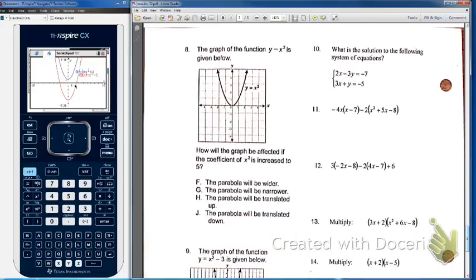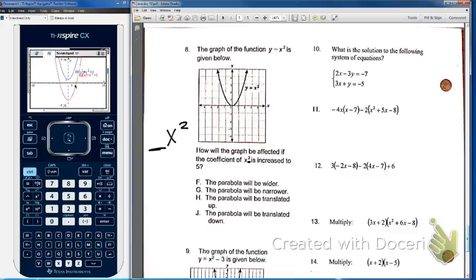Alright, so look at 8. It says the graph of the function y equals x squared is given below. So they give us y equals x squared. It says how will the graph be affected if the coefficient of x squared is increased to 5? Now, what do you think coefficient means? Okay, well what's this little 2 called? An exponent, right? So that's not your coefficient. So you're not changing that. The coefficient is the number in front of x.